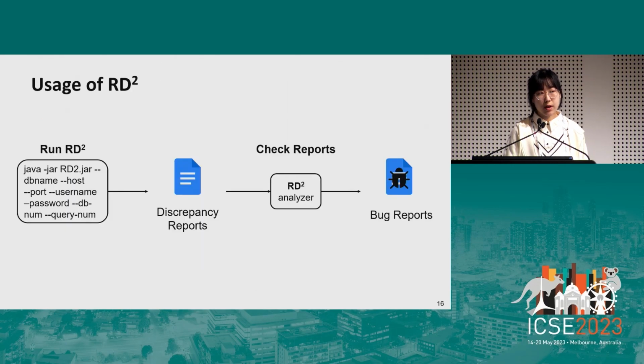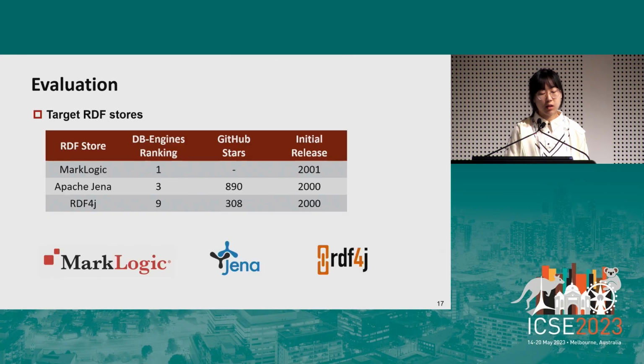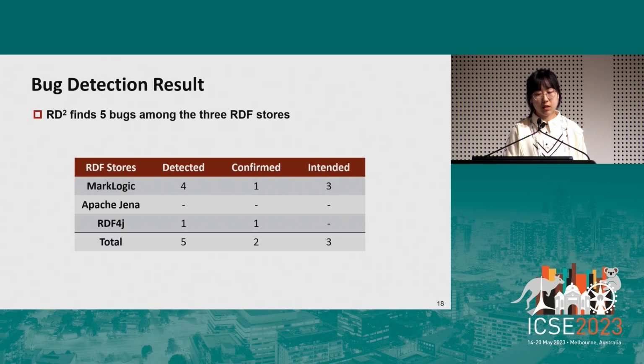To use RD-square, we first execute the command to run it and obtain discrepancy reports. Then we analyze discrepancies to identify bugs. We evaluate RD-square on 3 widely used RDF stores, MarkLogic, Apache Jena, and RDF4J. We find 5 logic bugs among them. 2 bugs have been confirmed, and the remaining 3 bugs are considered as intended behaviors due to different implementations.